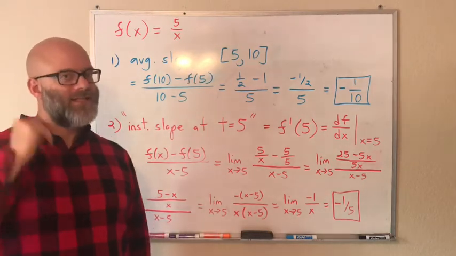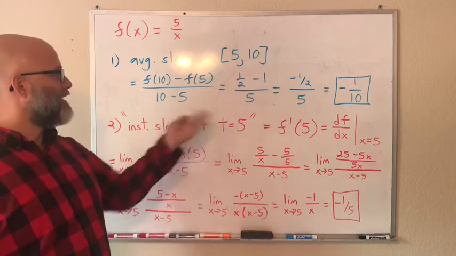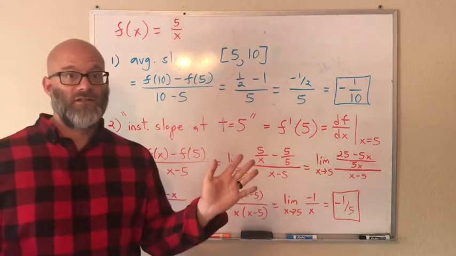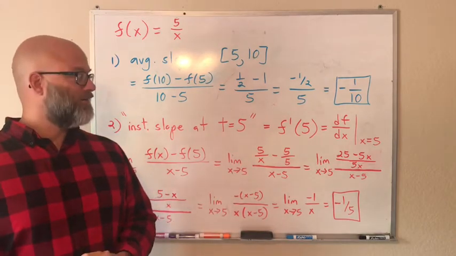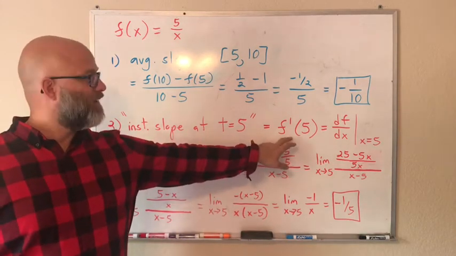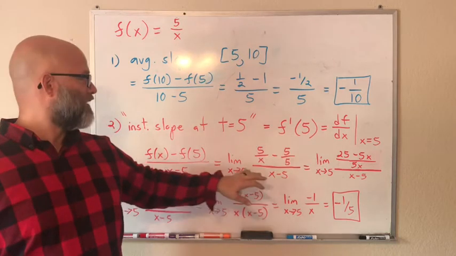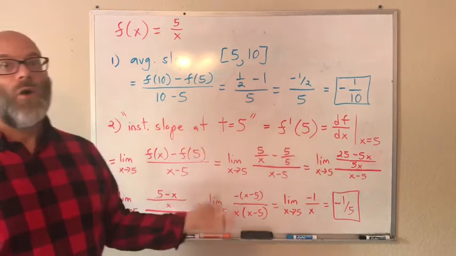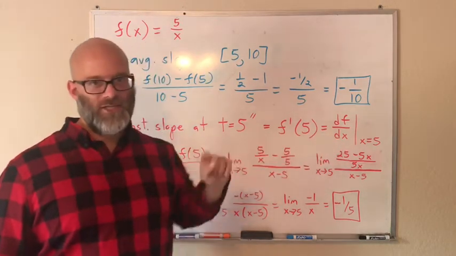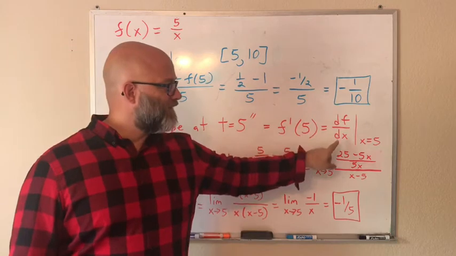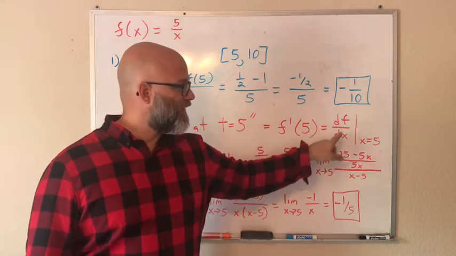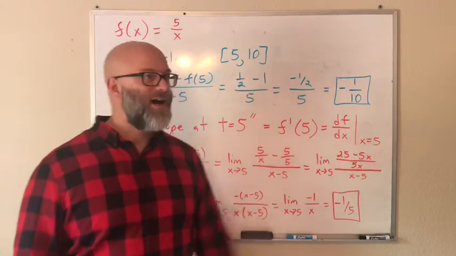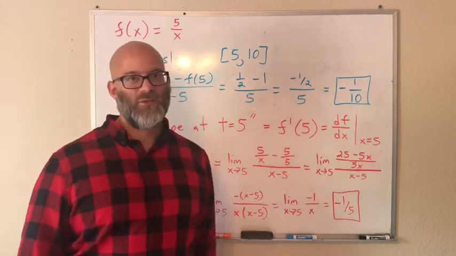But what if I wanted the instantaneous slope of the function at, say, t equals 5? First, what notation could I use for that? The derivative notation. f prime of 5, which means the instantaneous slope of f at 5, or the derivative of f at 5. Or we can use this notation, which is Leibniz. df/dx, like the rate of change of f with respect to x. Or the slope of f at x equals 5. This is the derivative of f at x equals 5.